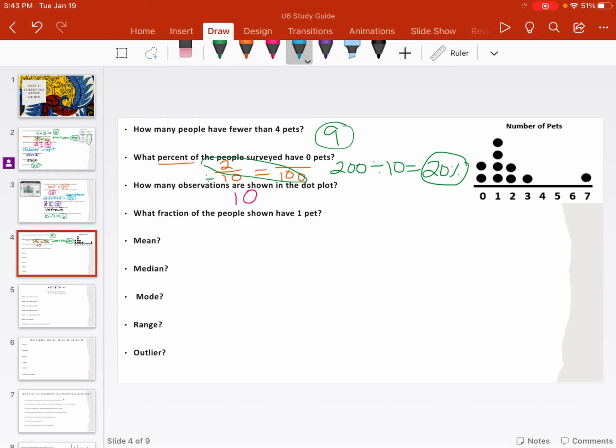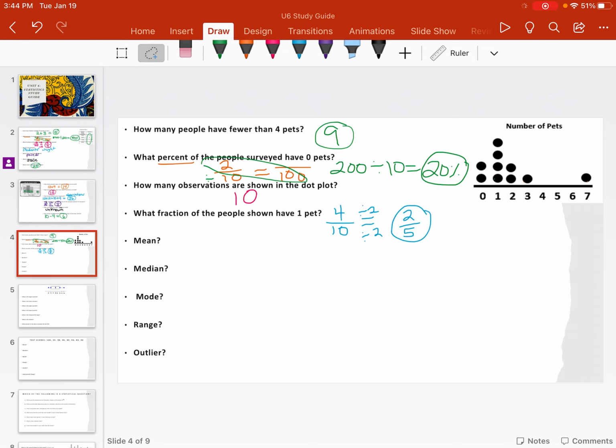What fraction of the people shown have one pet? So there was 4 dots over the 10 total. And let's just simplify that. They're both divisible by 2, which gives me 2/5 is my answer.